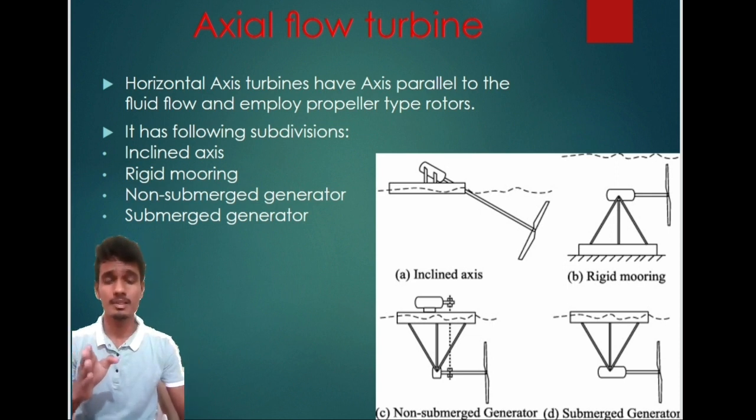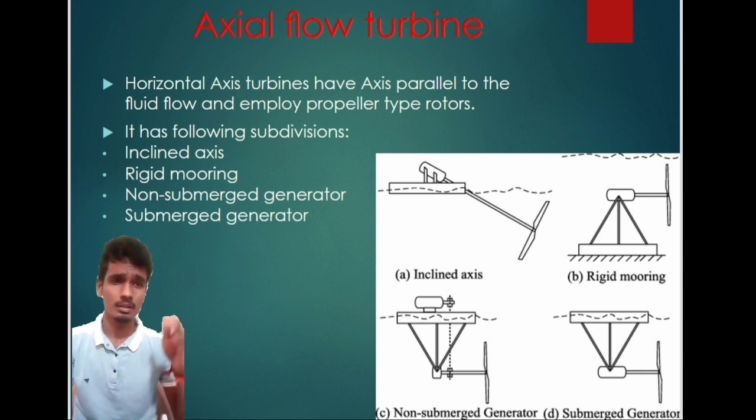The subdivisions that an axial flow turbine has are inclined axis, rigid mooring, non-submerged generator, and a submerged generator. Non-submerged generator means the generator which lies above the fluid, not inside the fluid. So this was an axial flow turbine.